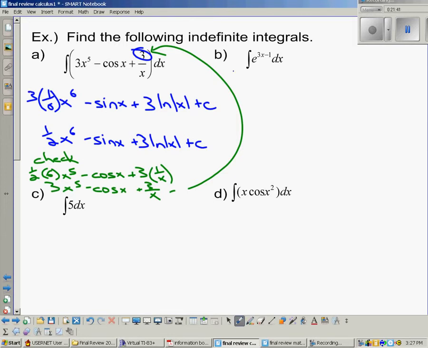All right, the next one, e to the 3x minus 1. When we integrate, it's still going to be e to the 3x minus 1, and we're going to need a plus c on the end. The problem is, if I tried to differentiate this, I'd end up with a 3 out front because of the chain rule. So I need a 1/3 to counteract that.